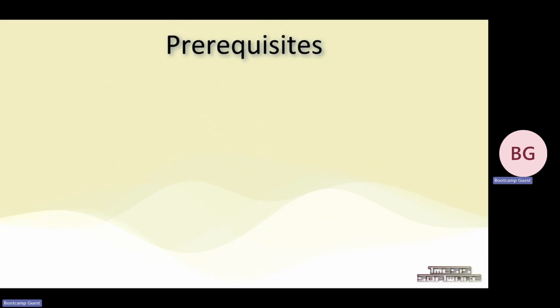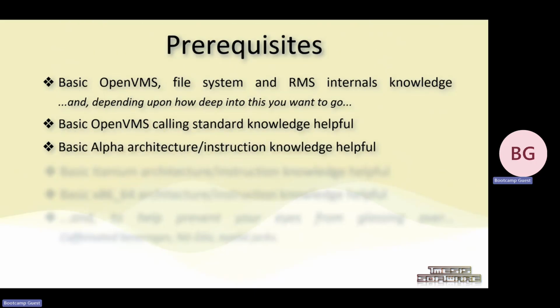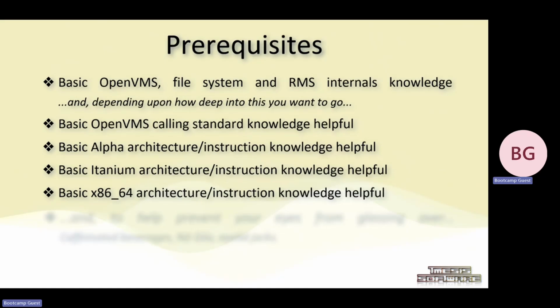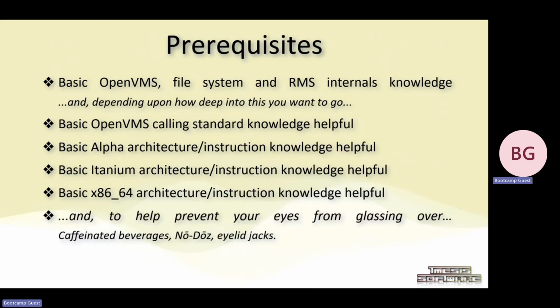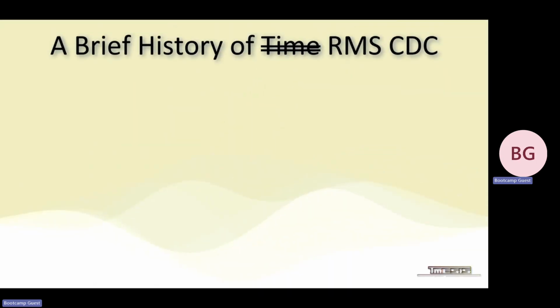So anyway, I'm going to go into this. We can go deeper or not, but I said we'd have some prerequisites for this. I did this all in Apple Keynote, so it shows up a little bizarre. You want to know a little bit about OpenVMS. I think everybody here should know what OpenVMS is. Also some of the file systems and some RMS internals. As deep as we want to go, we can look at things. The calling standard comes in handy, and the architecture for Alpha, Itanium, and now x86. And to keep your eyes from glazing over, some NoDoz and caffeine. I got that so I don't fall asleep.